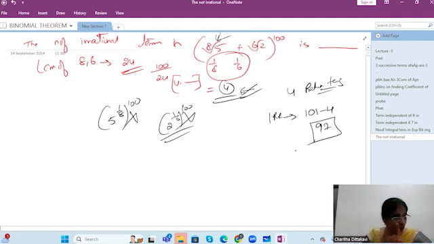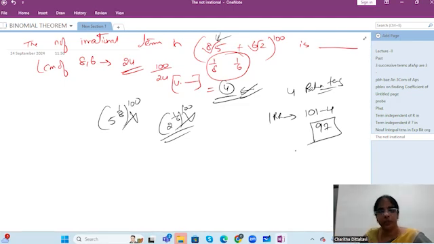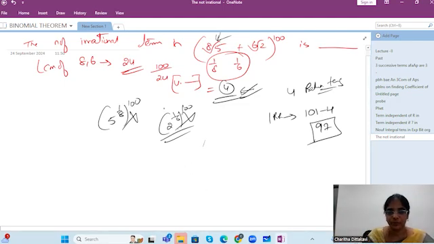So how many terms do we have? 97 should be the count. Yes, tally. So 97 are my irrational terms in such an expansion. Understood the problem? Right.